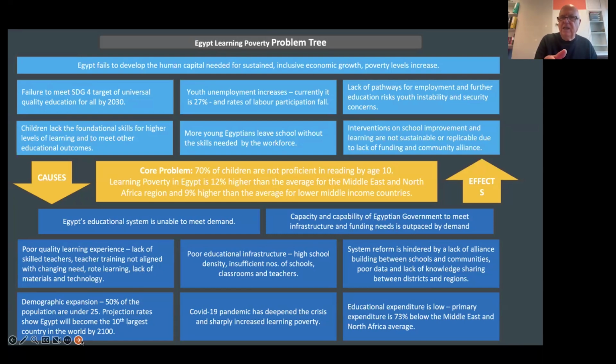And the effects of these then are shown above. Interventions are not sustainable. There are no pathways for employment. There's a failure to meet targets. So here what you've got is a very simple cause and effect model, which describes the problems of Egyptian learning poverty. Now, this is a very standard template. It's used a lot, but this is very helpful just to articulate and frame the issue. So remember, the problem tree frames the issue.